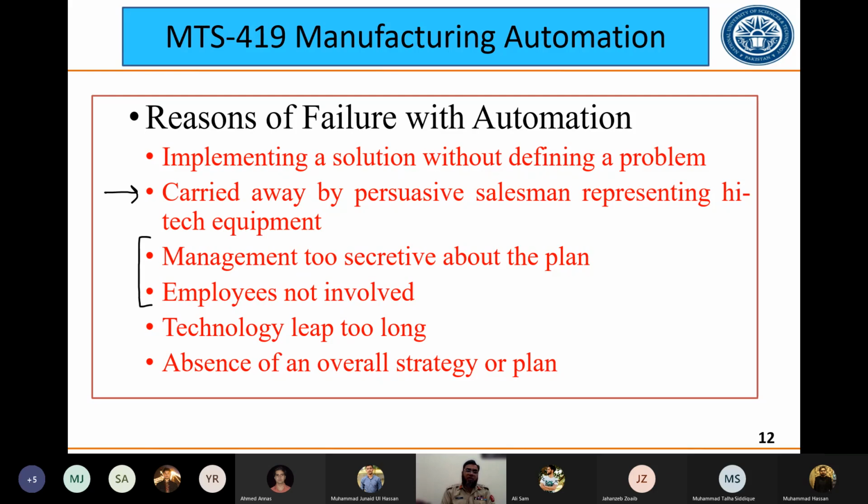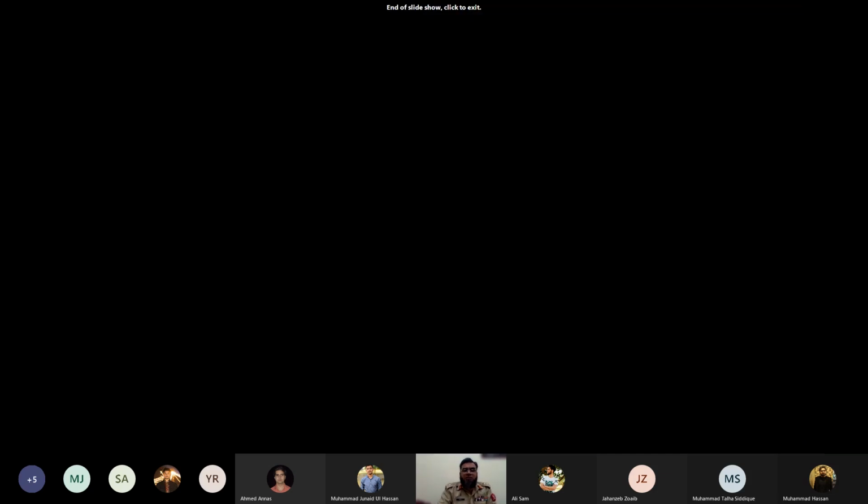If you do not do this, you might go into failure while you are talking about automation. Then technology leaps too long: you should not suddenly go towards very high-end machines, high-end automation. It has to be implemented in stages, it has to be done in a progressive manner. Then you must have an overall strategy and plan. If you do not have that plan, you might end up in failure.